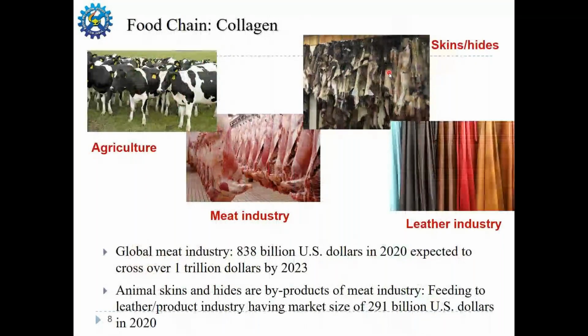And if you look at the food chain, it all starts from agriculture, where the animals are reared, and the meat industry consumes them for meat. The skins or hides are the byproducts of the meat industry, and the leather industry takes these byproducts and utilizes them. This is the market size of the global meat industry, which is closer to $1 trillion, and the leather industry, on the other hand, is only about 300 billion US dollars.